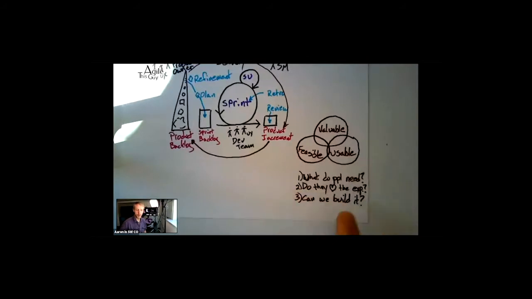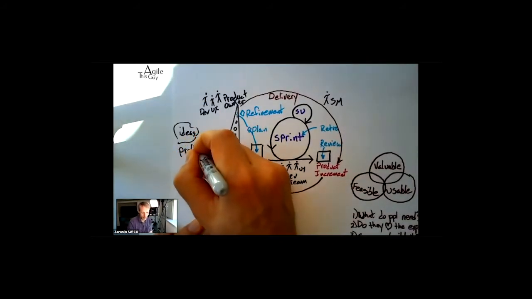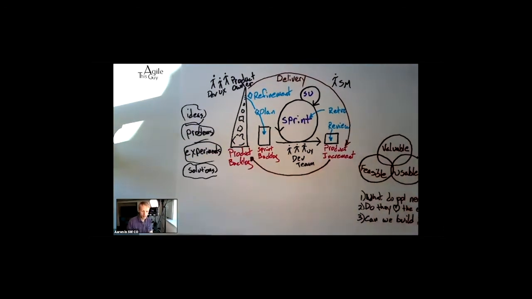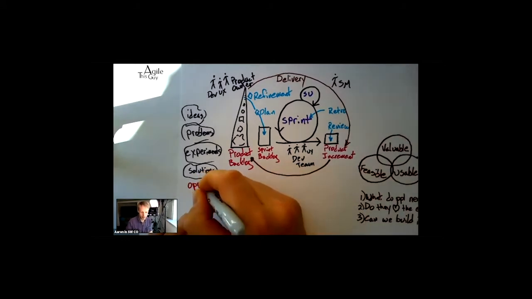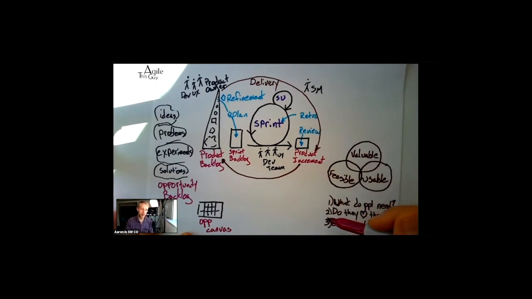As we're trying to answer these questions, there are ideas, problems worth solving, and experiments, solutions, trying to create a very dynamic opportunity backlog. We can model it out. This is an opportunity canvas. What problem are we solving? Who is it for? What do they do today? Leap of faith assumptions. What are we guessing at? And if we guess wrong, we fail.